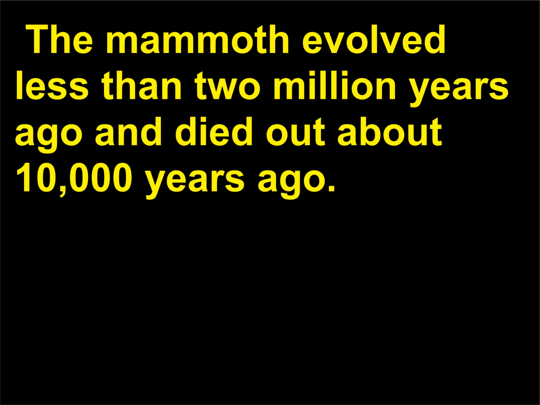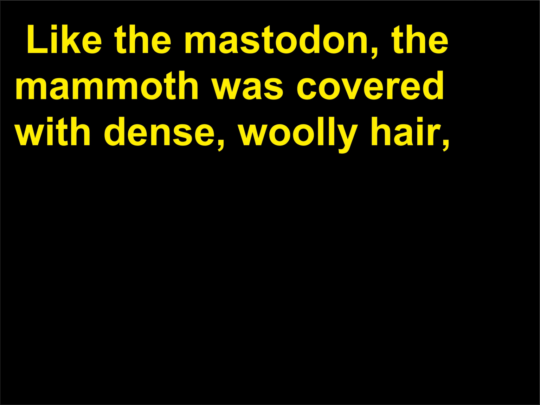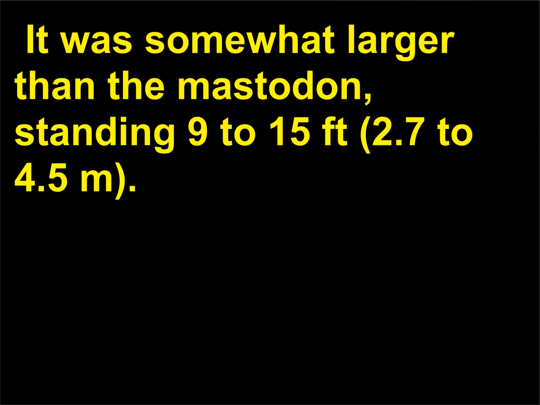The mammoth evolved less than 2 million years ago and died out about 10,000 years ago. It lived in North America, Europe, and Asia. Like the mastodon, the mammoth was covered with dense, woolly hair, with a long, coarse layer of outer hair to protect it from the cold. It was somewhat larger than the mastodon, standing 9 to 15 feet, 2.7 to 4.5 m.